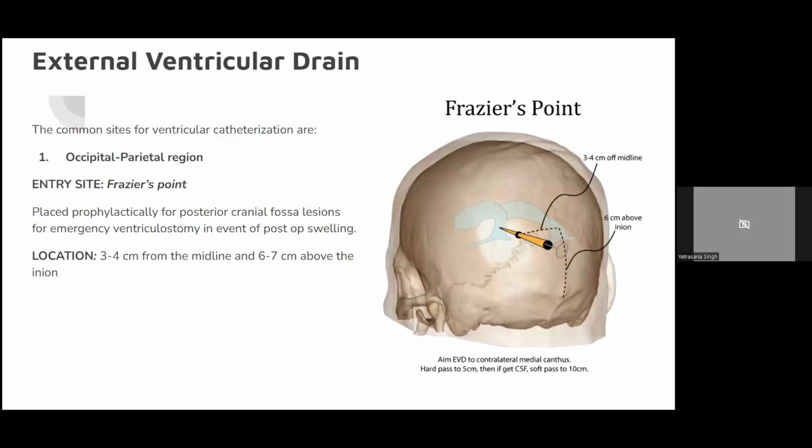Common sites for ventricular catheterization are, one, the occipital parietal region, and here we will talk a little bit more about Frazier's point. At this site, the catheterization is done prophylactically for acute hydrocephalus secondary to posterior cranial fossa lesions that result in swelling post-op. It is located about 3 to 4 centimeters from the midline and 6 to 7 centimeters above the inion.